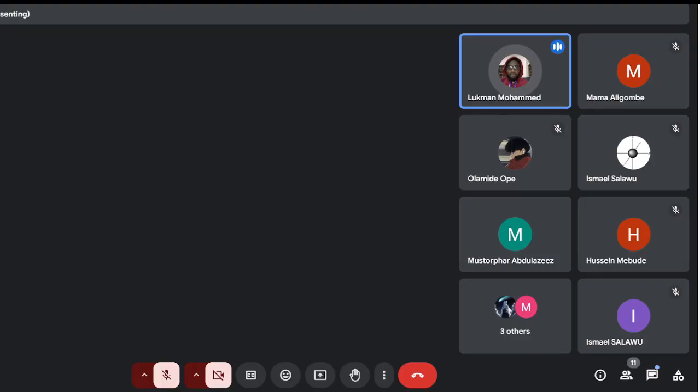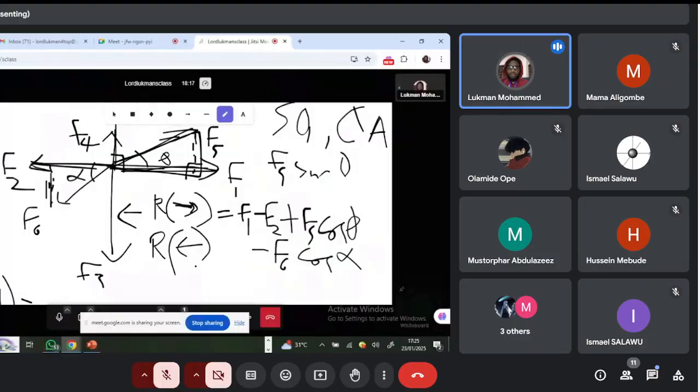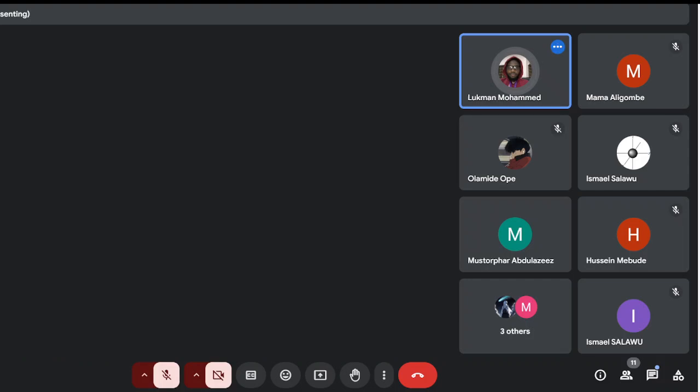No, not F5. Actually, F5 is this line. There's no space for me to write. That's what I'm putting there. Let me put it there now. Let me clean it from that place. Let me put it where it's supposed to be.